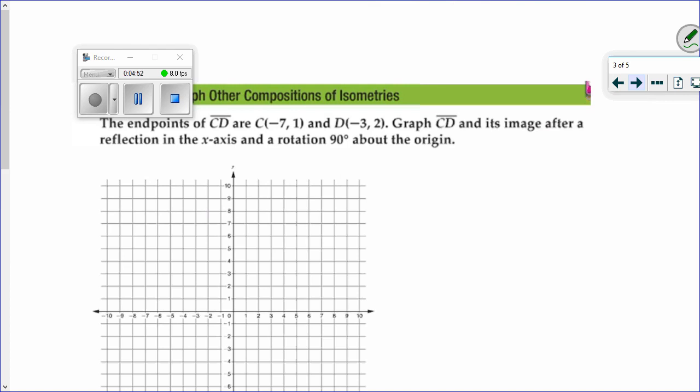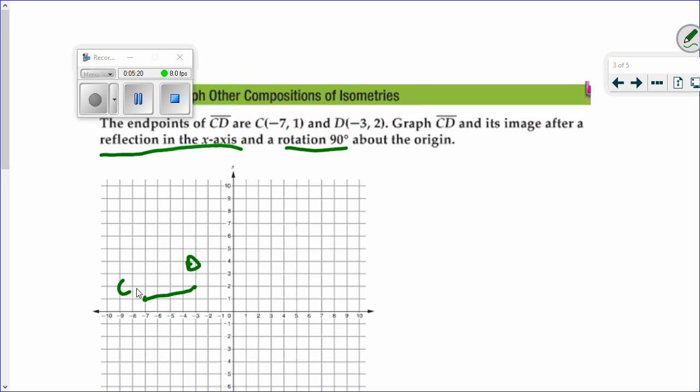So this next one, we're going to do another composition. The endpoints of CD are -7, 1 and -3, 2. We want to take this segment CD and graph its image after a reflection in the x-axis and a rotation of 90 degrees.